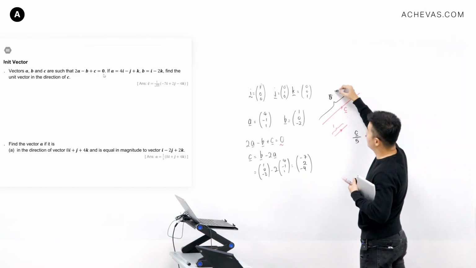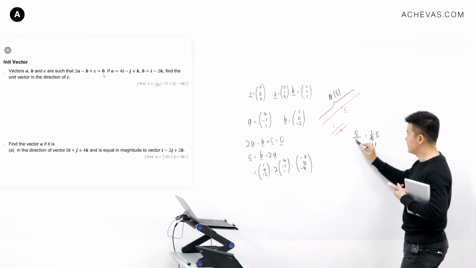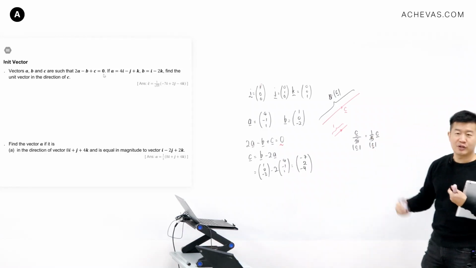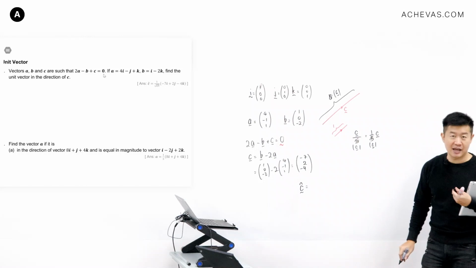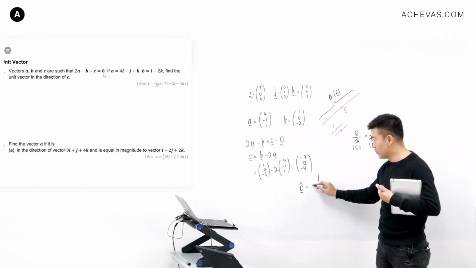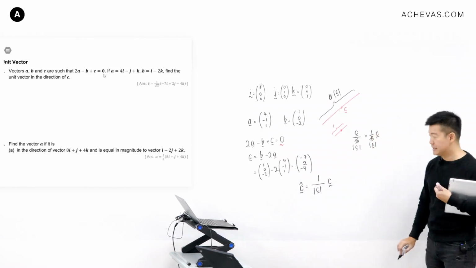So if this is not 5, if this is modulus of C, then this will be modulus of C here. So that's what I'm going to do, and I'm going to try to get used to the notation. A unit vector that is in the direction of C is this C hat. I'm going to find first its magnitude, which is going to be 1 over modulus of C. Modulus of C is magnitude. Then multiply by the vector C.